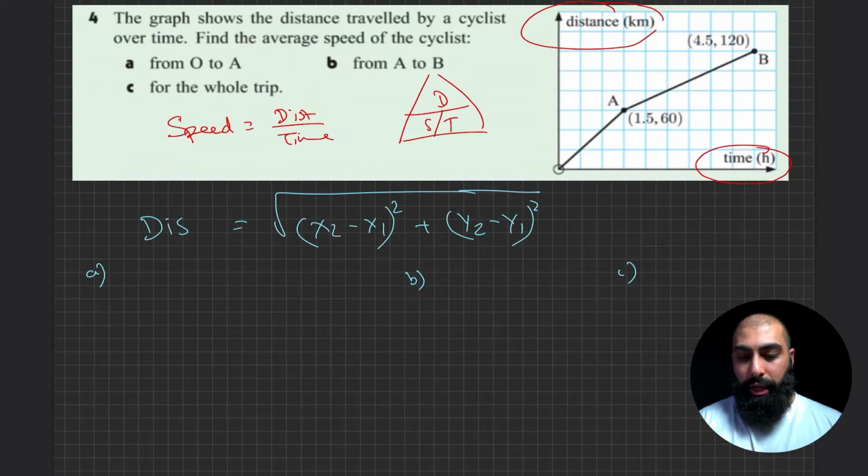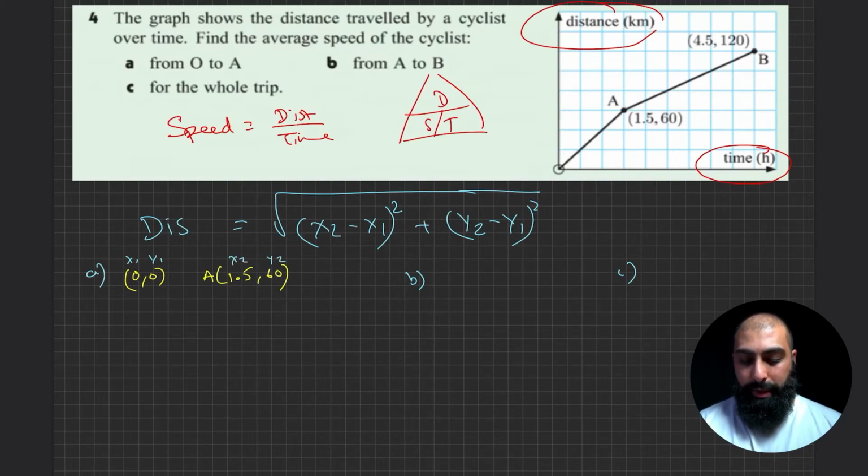Okay, so for part A, starting from the origin 0, we're going to have the coordinates 0, 0, and A has the points 1.5, 60. Okay, so let's substitute these values into the formula. First things first, let's label these points x1, y1, and then x2 and y2.